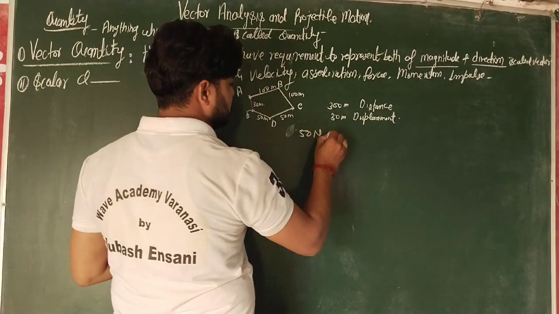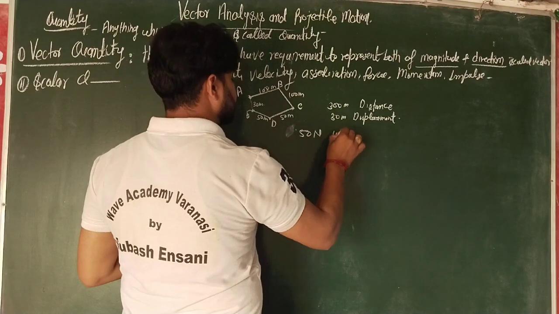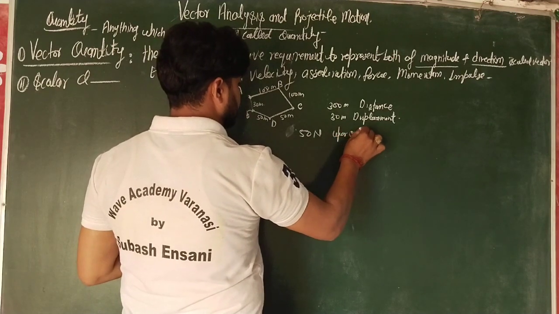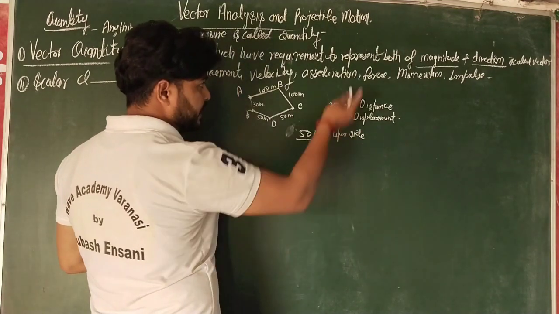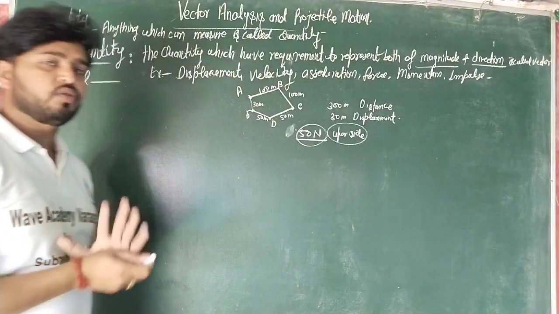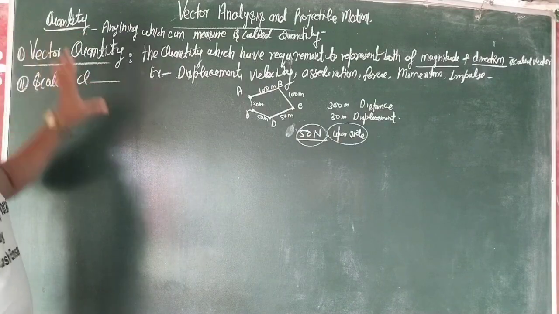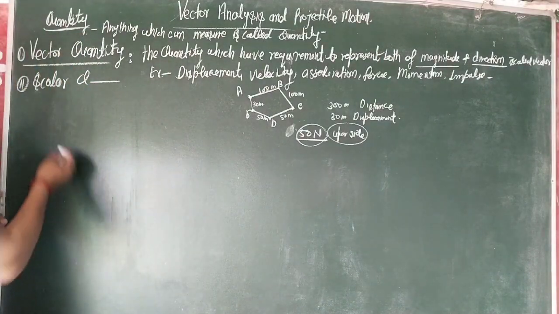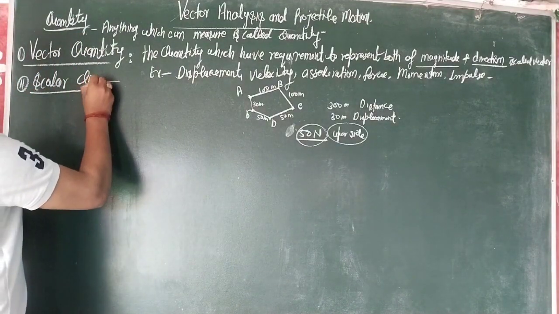जैसे सपोज एग्जांपल मैंने बोल दिया कि 50 न्यूटन अपर साइड, इसमें क्या हो गया, 50 न्यूटन हमारा मैग्नीट्यूड्स हो गया और अपर साइड क्या हो गया, डायरेक्शन हो गया। तो जिसमें दोनों की रिक्वायरमेंट पड़ती है वो हमारा होता है वेक्टर क्वांटिटी। ओके, second is the scalar quantity.